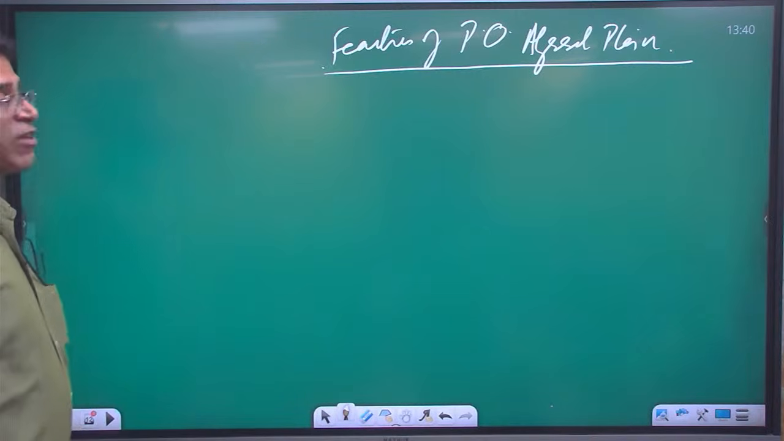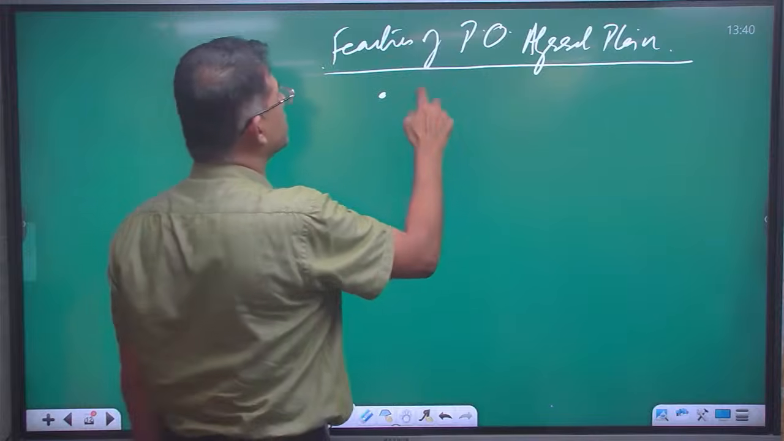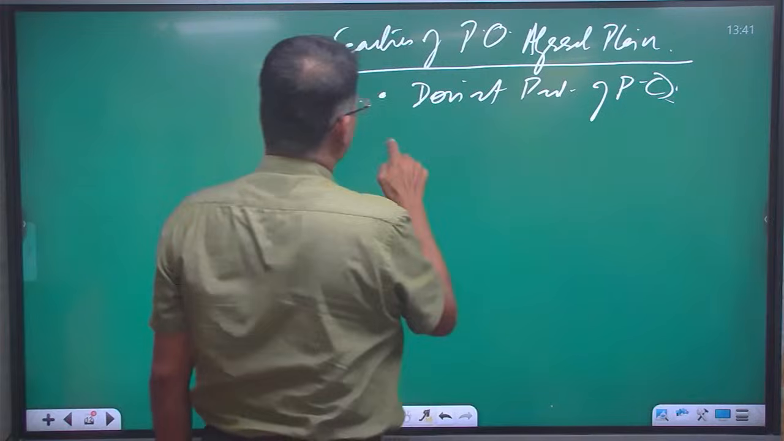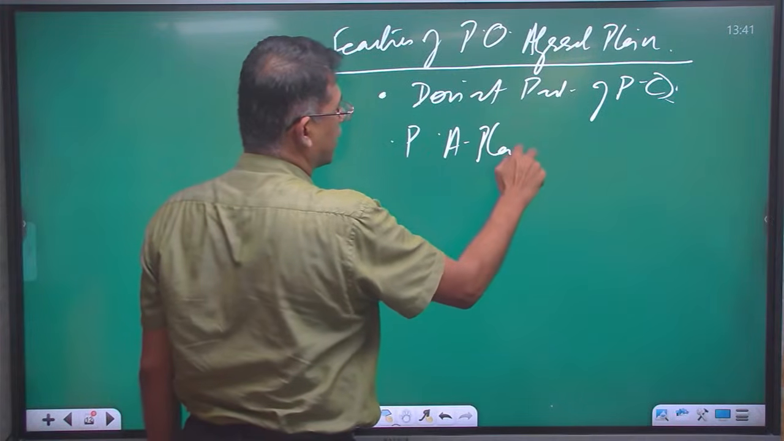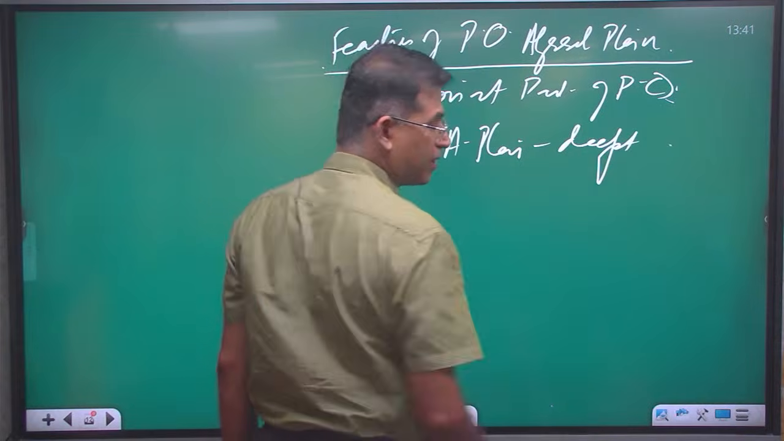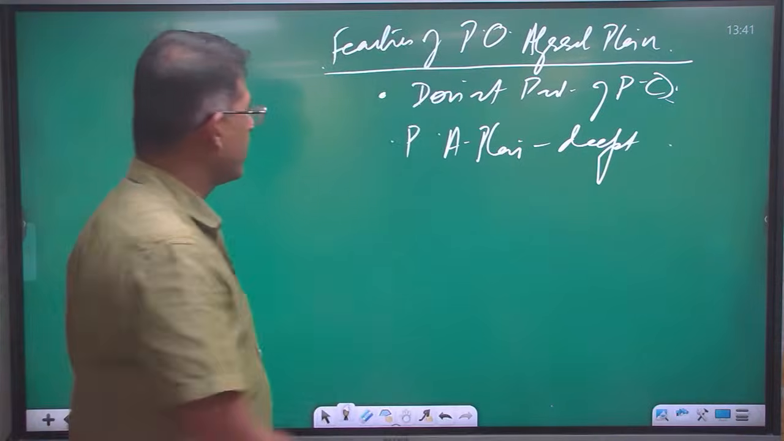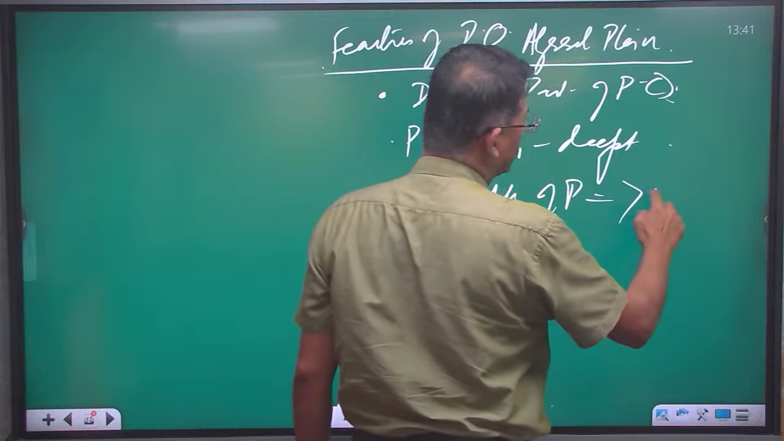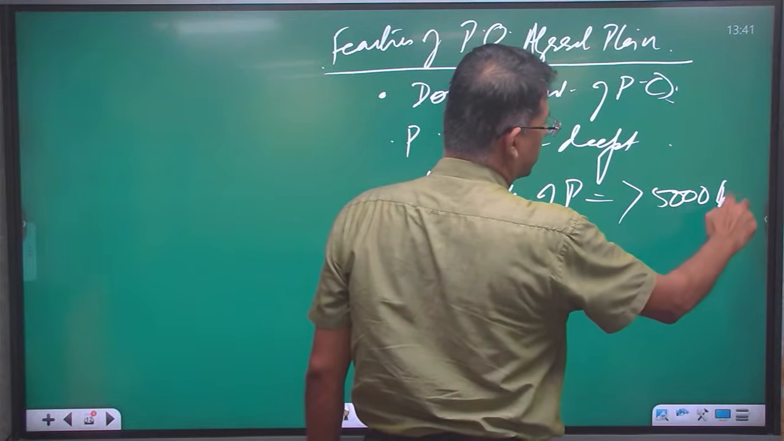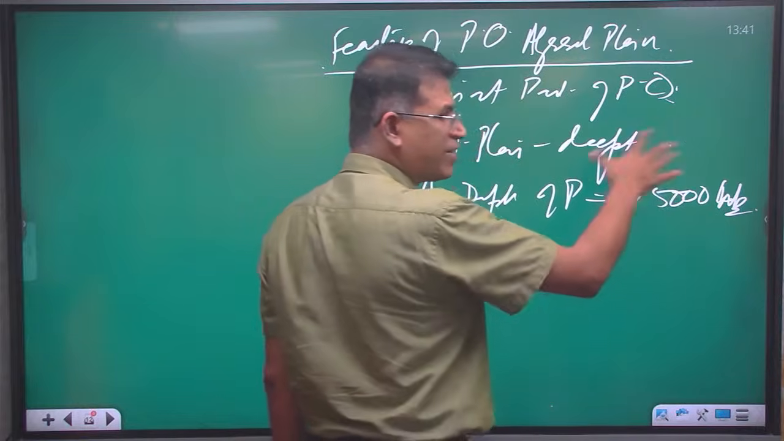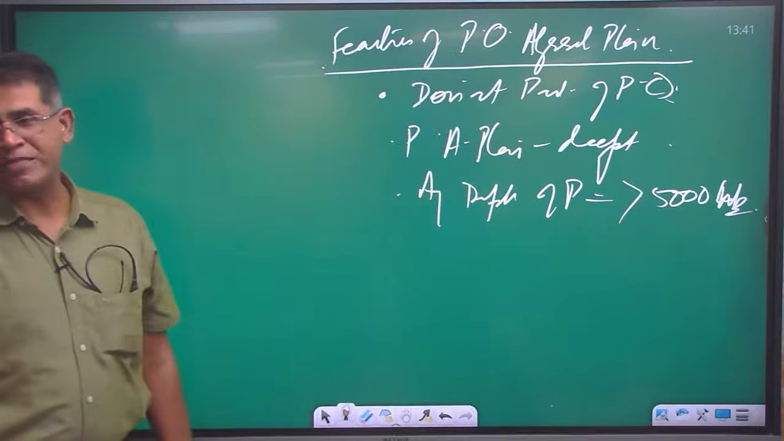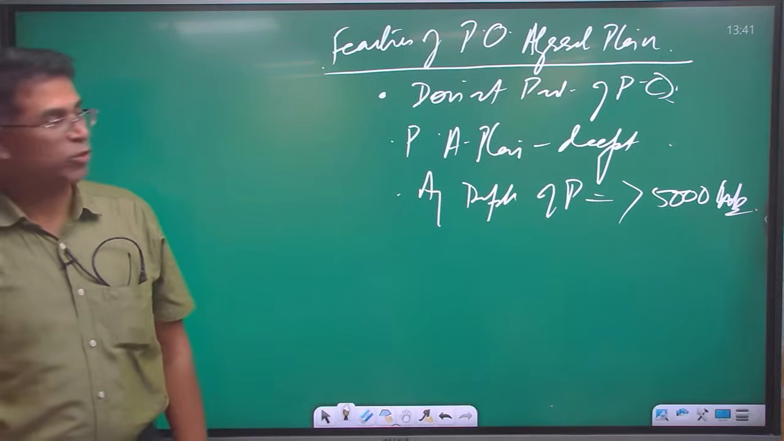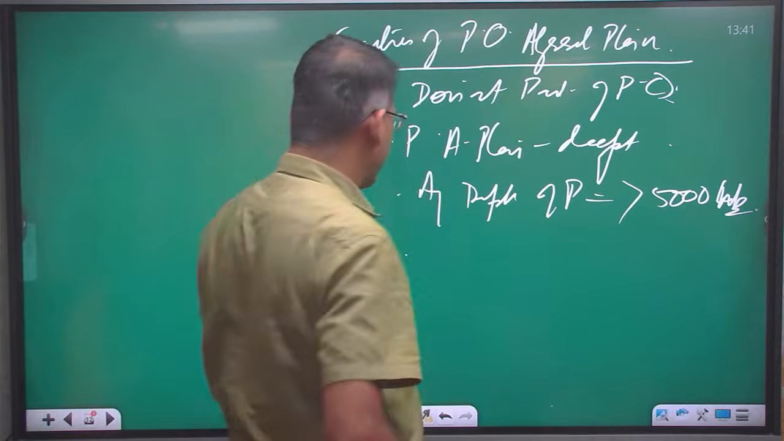Now features: abyssal plains. So abyssal plains are the dominant part of the Pacific Ocean. The Pacific abyssal plains are the deepest of all the oceans. The average depth of Pacific is more than 5,000 meters. It's 4,7-something, so I'm rounding that off. So the Pacific Ocean is the deepest ocean.